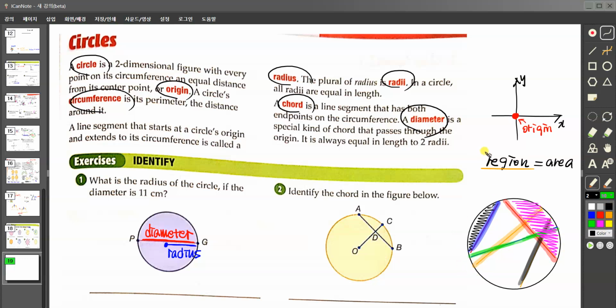We usually call this reason, but that's not an agreed word. Here we can call this a segment. A line segment is a segment, but in circles, a segment means the part of a circle that is surrounded by an arc and a chord.